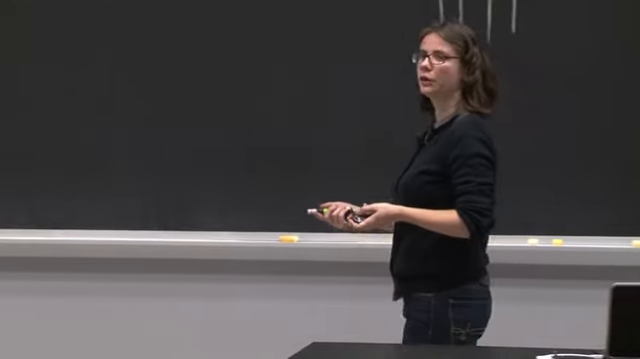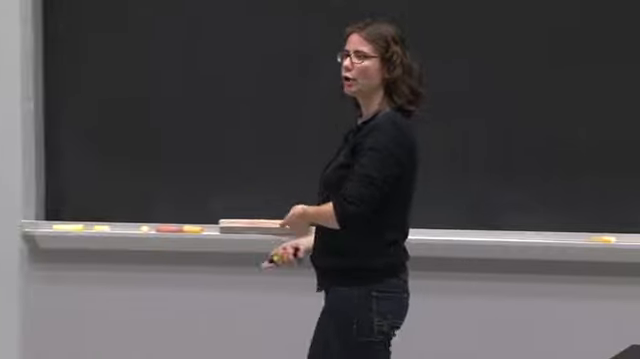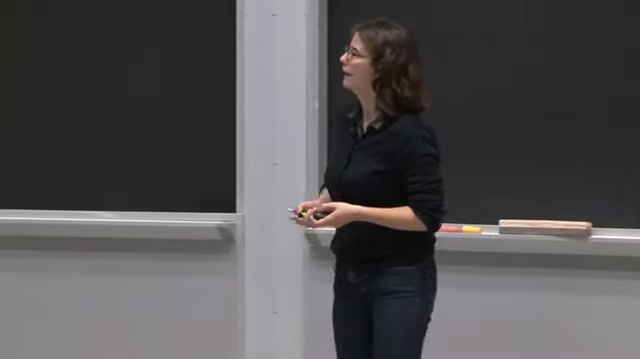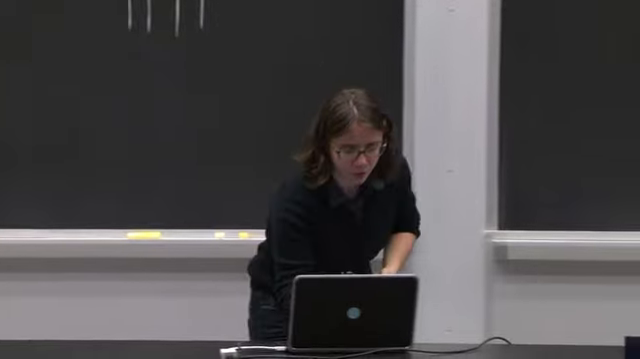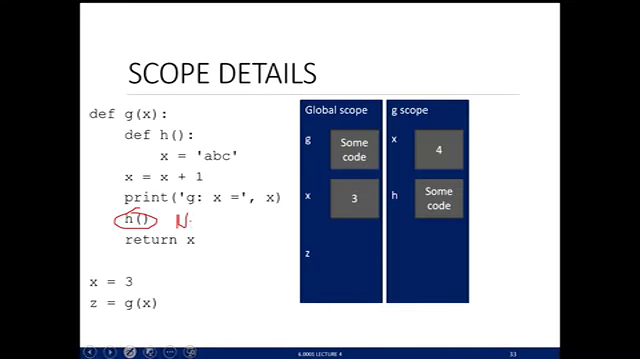As soon as h returns, we get rid of that scope and all the variables created within it, and we're done with h. So now we're back in g. We just finished executing this, and it got replaced with None. We're not printing it out, so this doesn't show up anywhere. It's just there.